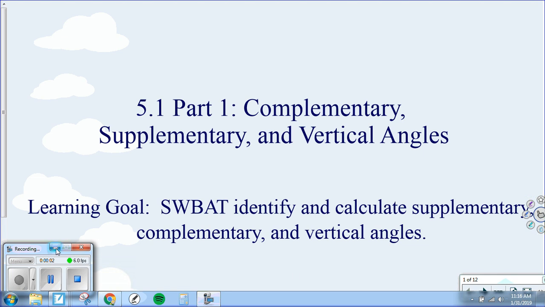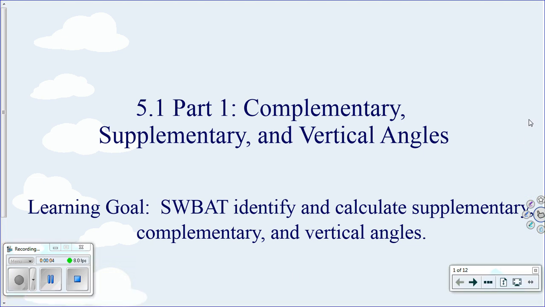Alright, today we are starting Chapter 5, Part 1: complementary, supplementary, and vertical angles. So please copy this down in your notebook. Geometry deals with a lot of different angles. Today we're going to start with 3 types of angles that you should have learned about in 7th grade. So hopefully today is a review.